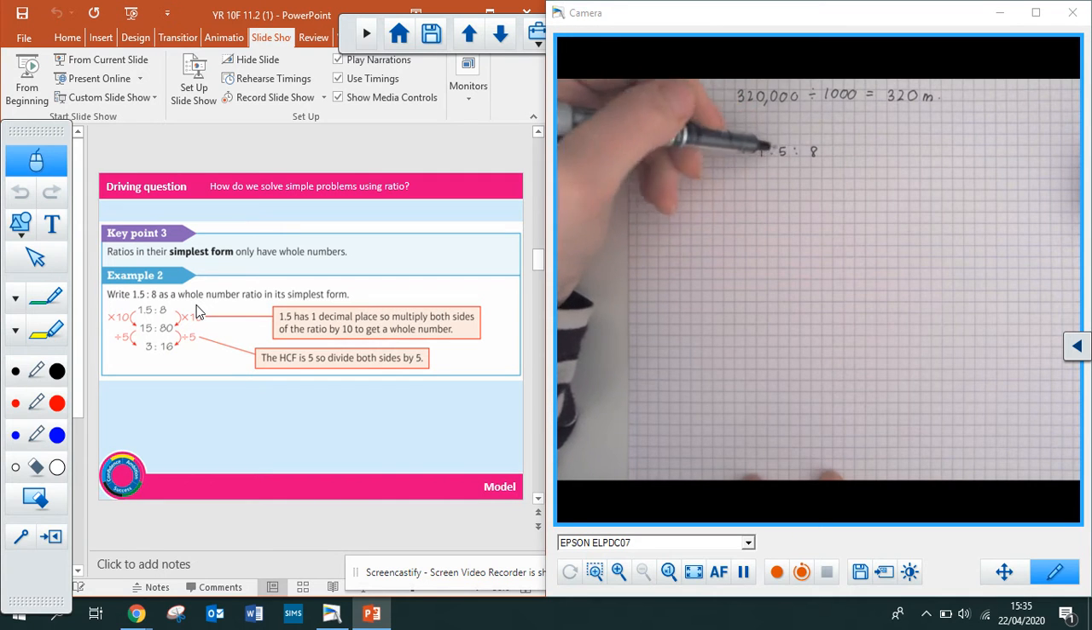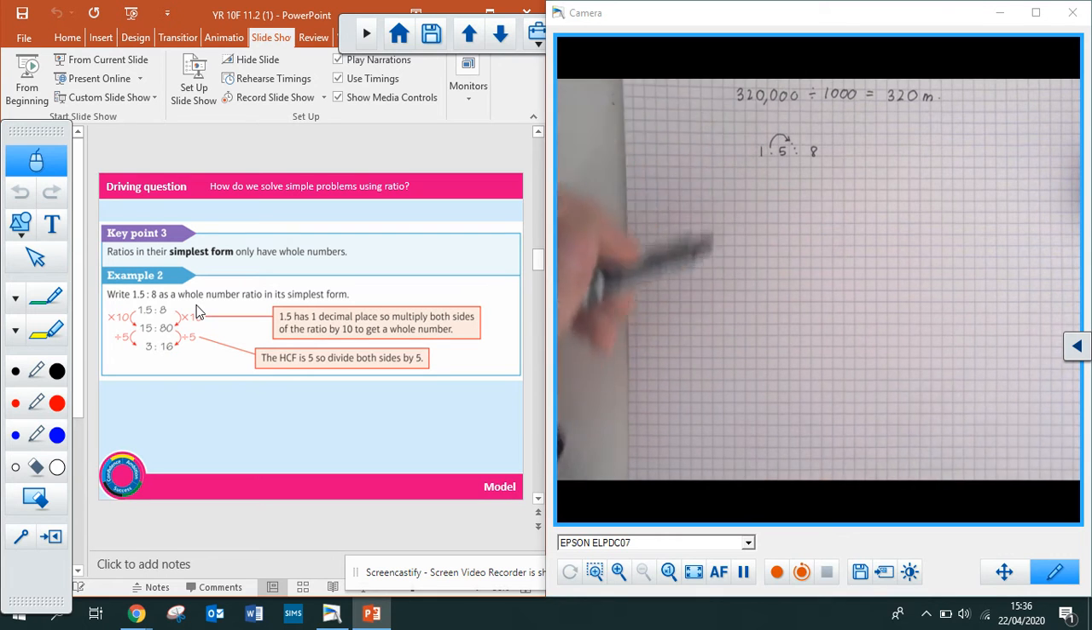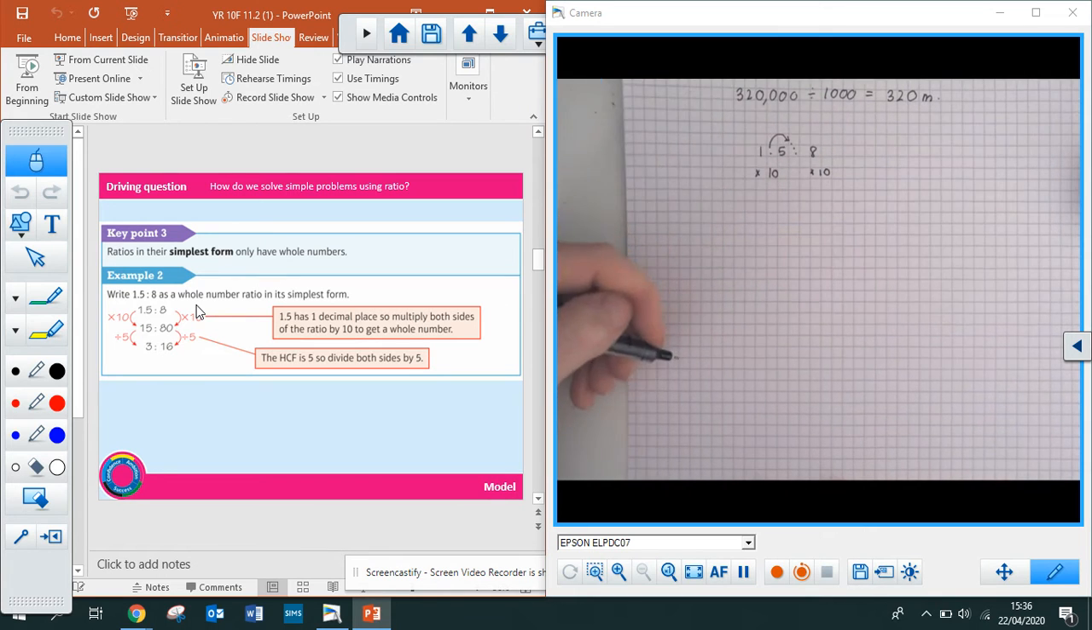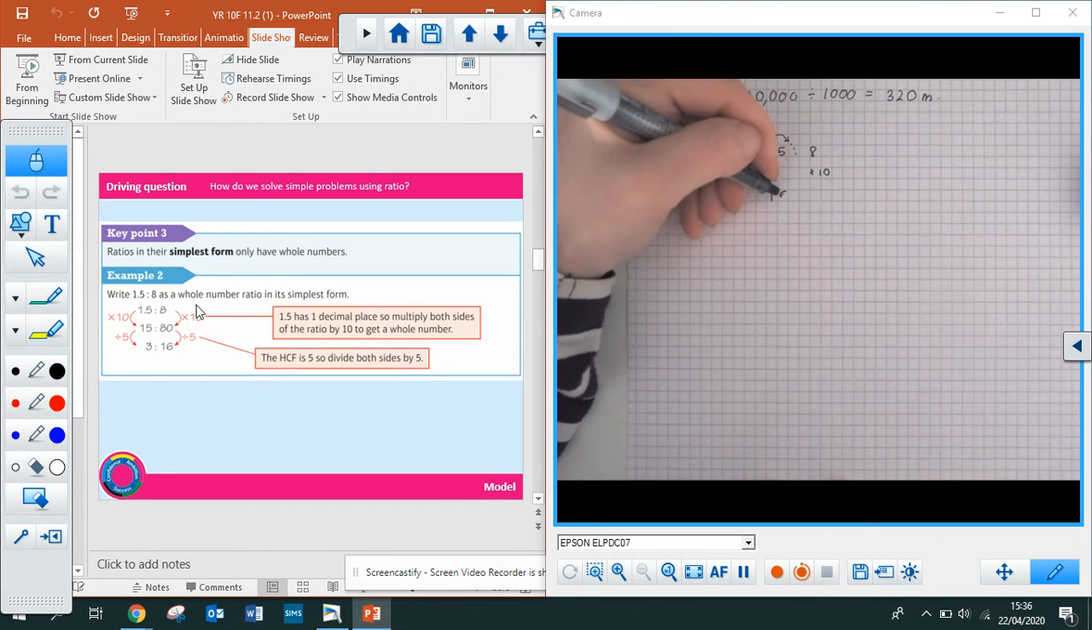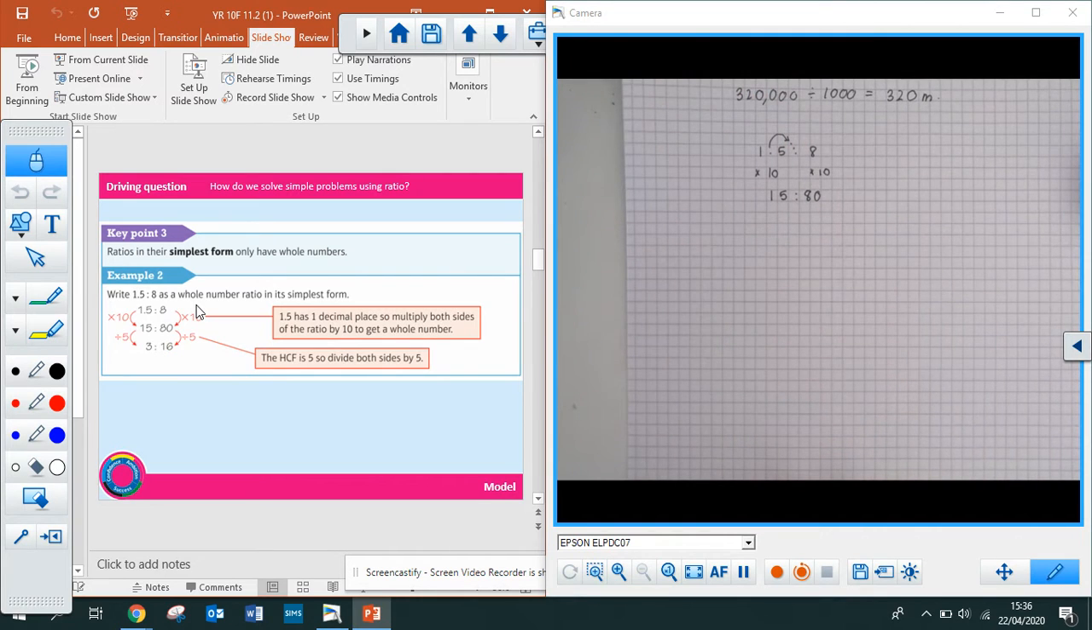You have to do the same to both sides so it stays the same ratio. I'm going to multiply it by 10. And the reason I multiply it by 10 is because I know when I multiply by 10, it's going to move my decimal one place to the right and therefore get rid of my decimal. So I'm going to times both sides by 10, and that leaves me with 15 to 80 as my ratio. Okay, it's still the same, it's just not simplified.